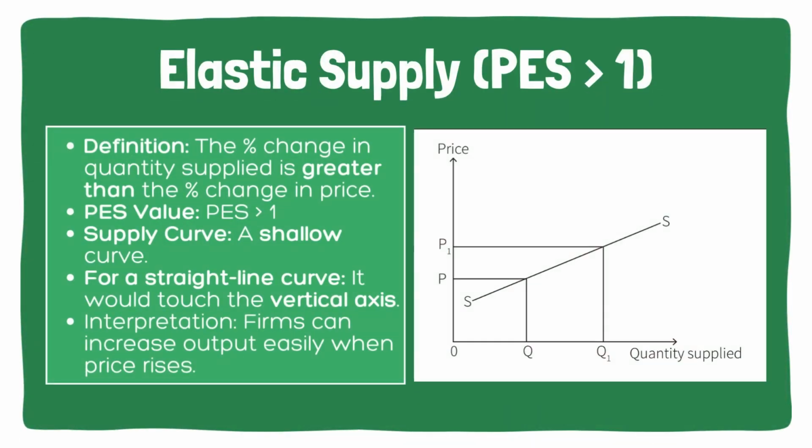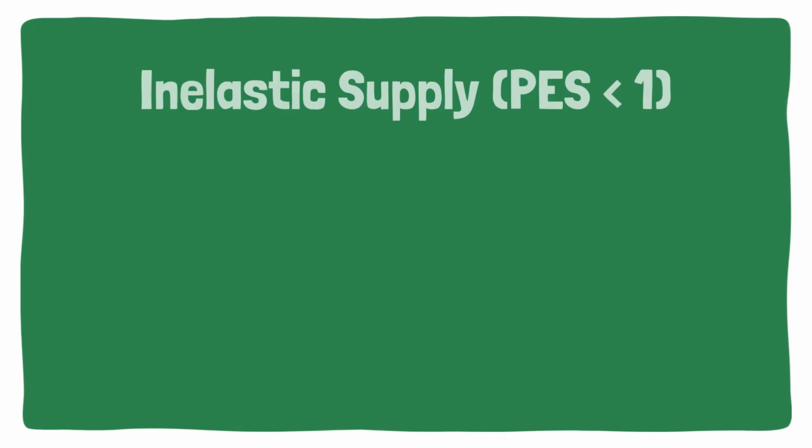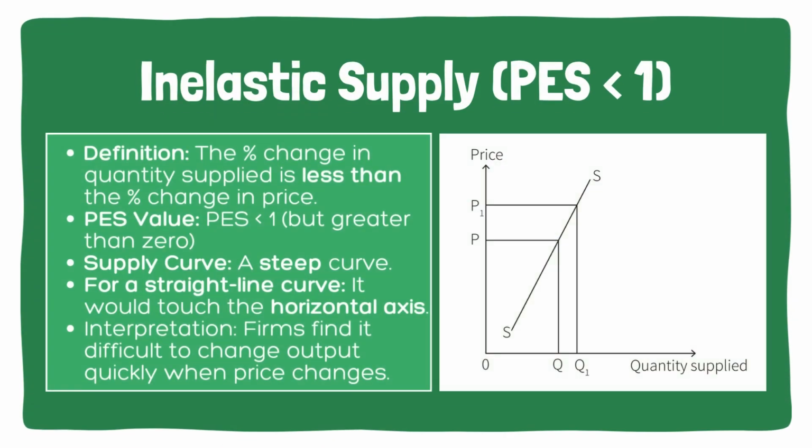Supply can be classified as either elastic or inelastic. When supply is elastic, the percentage change in quantity supplied is greater than the percentage change in price, so PES is greater than 1. This means producers can quickly increase output when prices rise. Elastic supply is represented by a relatively flat curve. In contrast, when supply is inelastic, the percentage change in quantity supplied is smaller than the percentage change in price, meaning PES is less than 1. Inelastic supply curves are steeper, showing that producers cannot easily change their output even when prices rise.